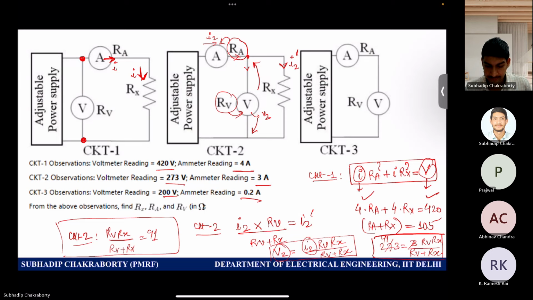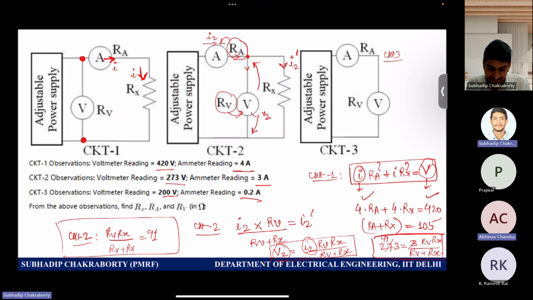Everyone got it? Or do I need to explain once more? Okay. So now you see circuit 3. Maybe I can do it on the same screen for clarity. Circuit 3, what can I write? Simple, RA and RV. So you have two resistances, the internal resistances of the meters. So what can I write?